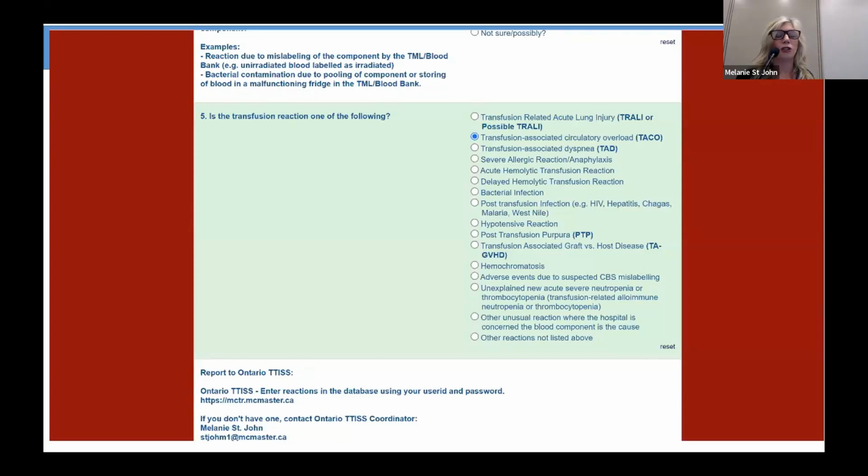And just a reminder that although the IVIG reactions would go directly to Health Canada Vigilance Program, you should also report it to the blood product manufacturer. Just making that point.